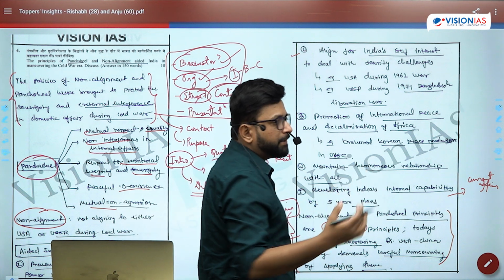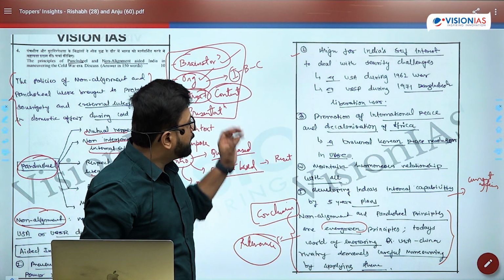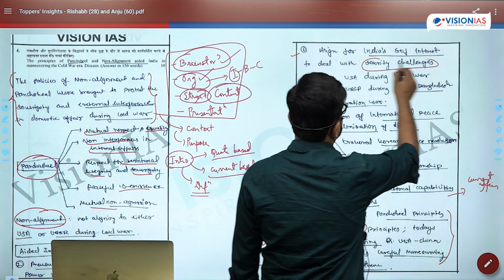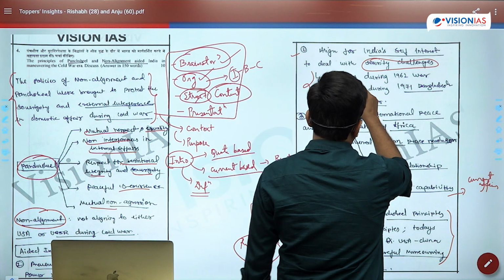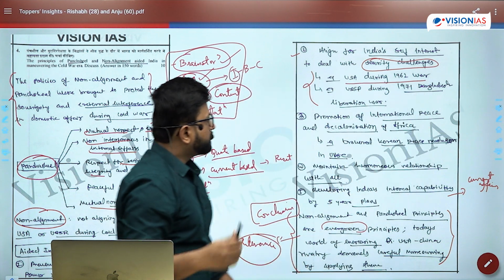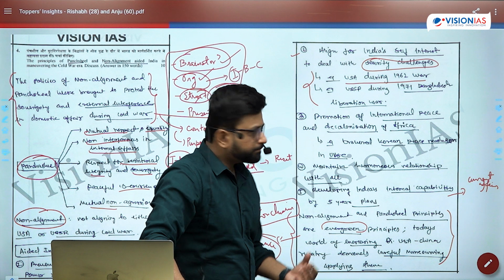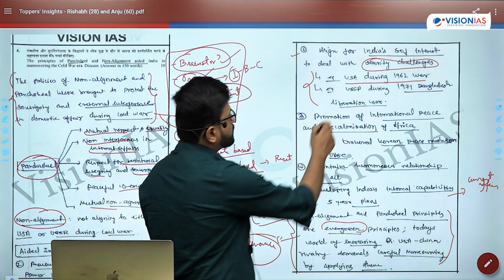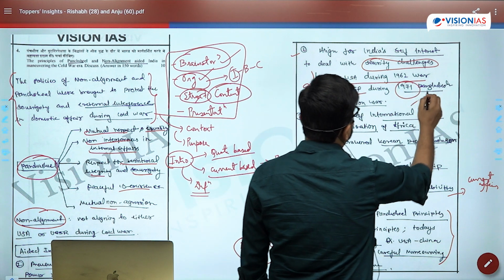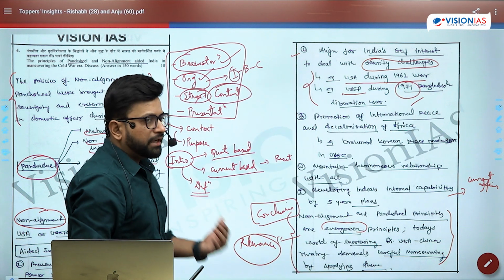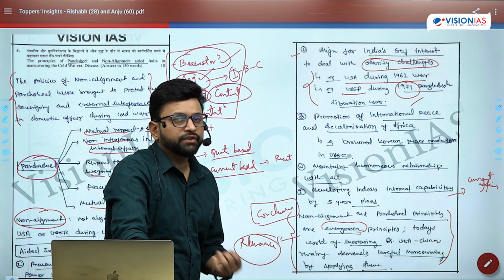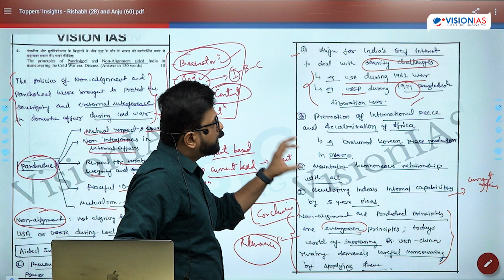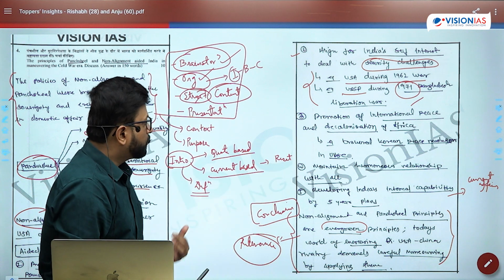So basically, non-alignment and Panchsheel were in alignment with India's self-interest. How? Because it helped India deal with security challenges. And here he has given two examples. The US came to India's aid during the 1962 war with China. One of the reasons was because India was non-aligned with any of the countries. And similarly, the USSR came to India's aid during 1971 because India again was non-aligned as such. Even though India had a friendship treaty with the USSR at this point of time, it still gave the USSR a significant bandwidth to come to India's aid because of that reason.